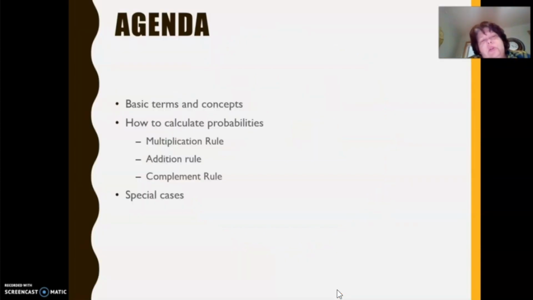So our agenda is to learn basic terms and concepts of probability, how to calculate probabilities, and we have 3 rules for that. And we'll deal with some special cases. These are the kind of problems that can all look different until you start seeing a pattern. You have to do enough problems to see a pattern. And once you see the pattern, then all the problems fit into about 4 different groups. And things get a lot easier at that point. So keep plugging away until you start to see a pattern in the problems.